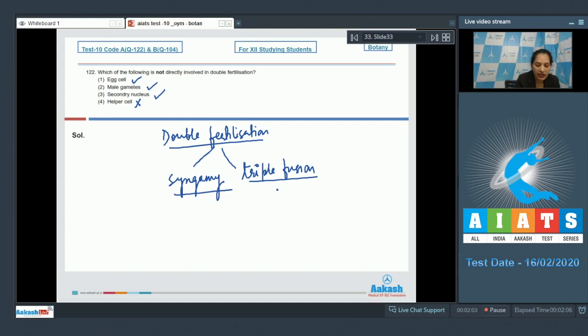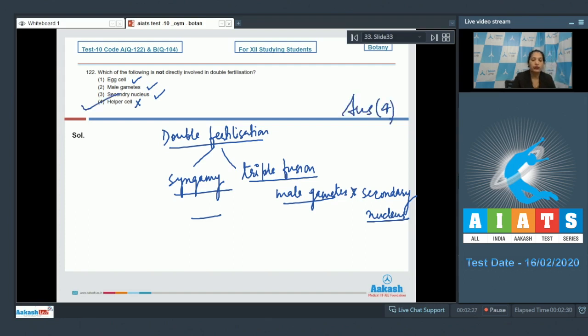Triple fusion is the formation of the PEN when one of the male gametes fuses with the secondary nucleus. So secondary nucleus, male gamete and the female gamete or the egg cell are directly involved, but not the helper cell. So the correct option for the given question is option number 4. Let's move to the next question.